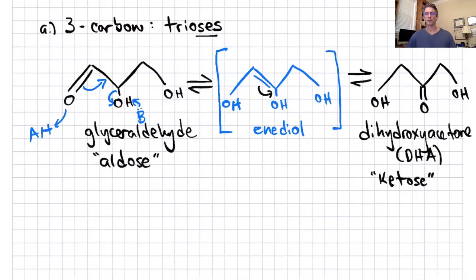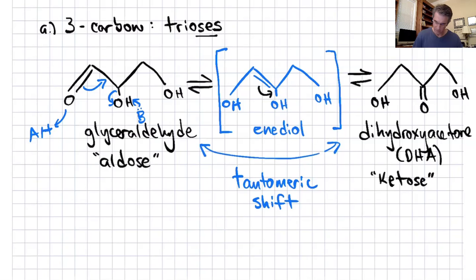These are isomers of each other, quite obviously, right? If you remember your basic organic chemistry, they're a particular type of isomer. This shift through this enediol intermediate gets a name, and it's known as a tautomeric shift. Which makes glyceraldehyde and dihydroxyacetone tautomers of each other.